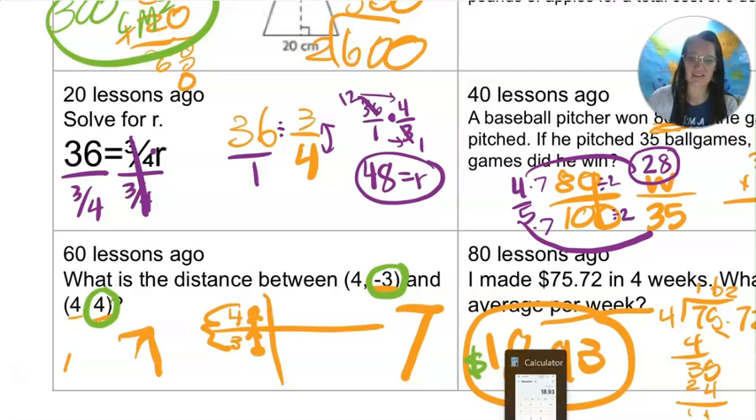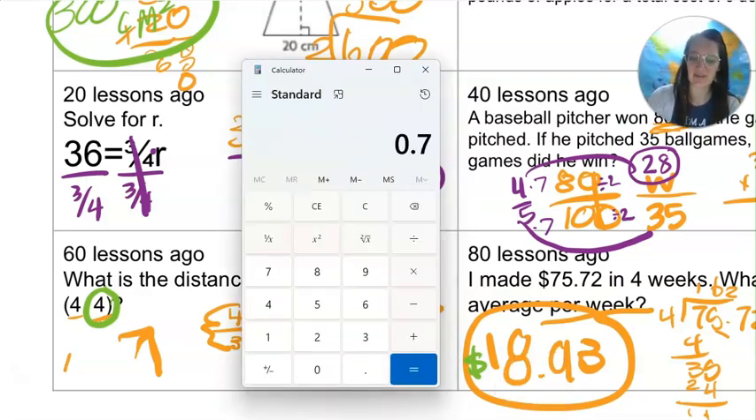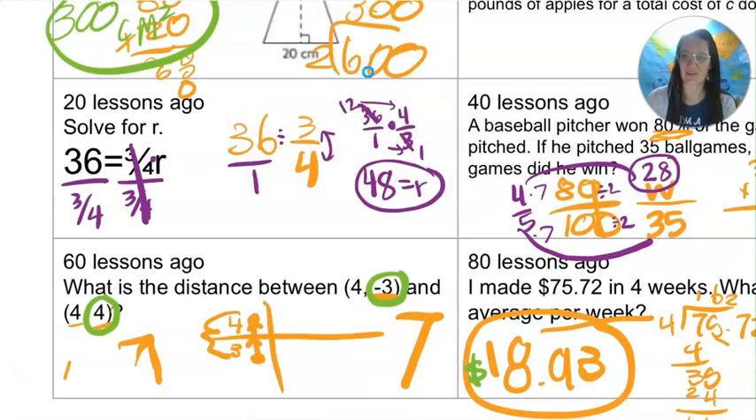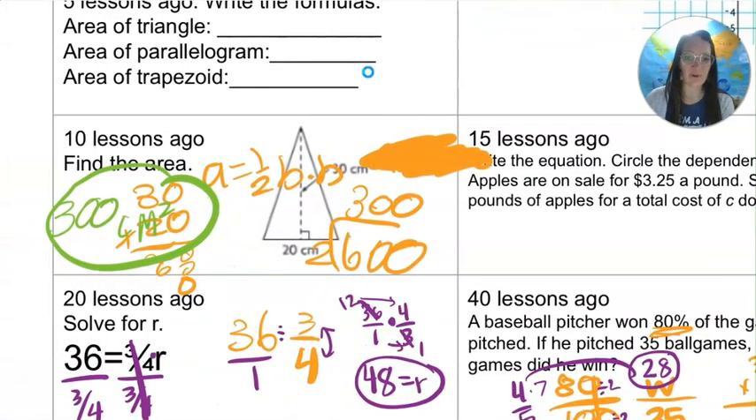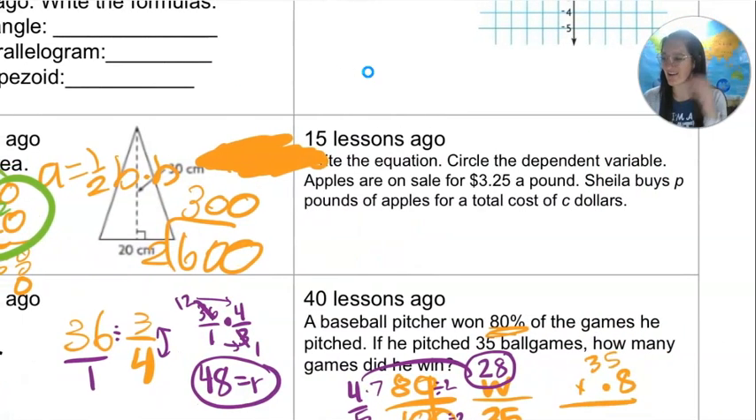Now we could check this by 3/4 being 0.75, because that's what 3/4 is as a decimal. You still have that memorized, right? Timesing that by 48, and that gave us the 36. Okay. All right. We did the triangle, 1/2 base times height. And now let's go on to this, which is write an equation and then circle the dependent variable.